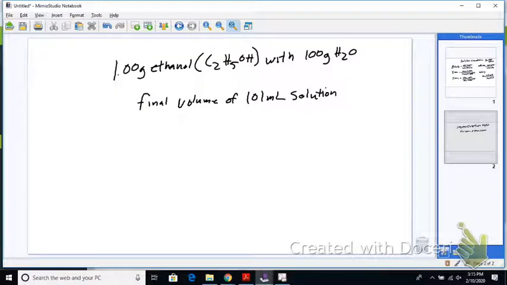So first thing we're going to do is find the molarity. So find the molarity of the ethanol. So molarity of ethanol.